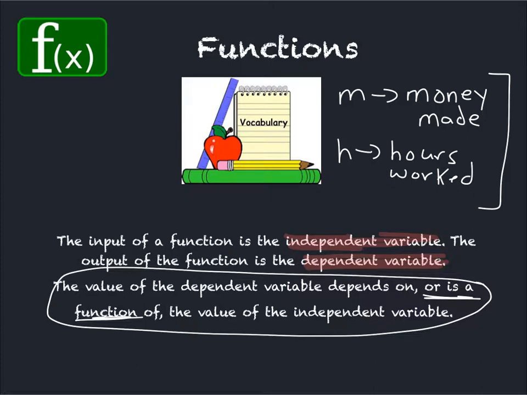So in this case, it's easy to see that the amount of money I make is going to be completely dependent on the amount of hours I work. The more hours I work, the more money I make. The fewer hours I work, the less money I make. So your dependent variable would be the amount of money you make, because it depends on the amount of hours you've worked. Whereas your independent variable would be the amount of hours you work. That is not dependent on anything. Your money is going to be dependent on the amount of hours you work.